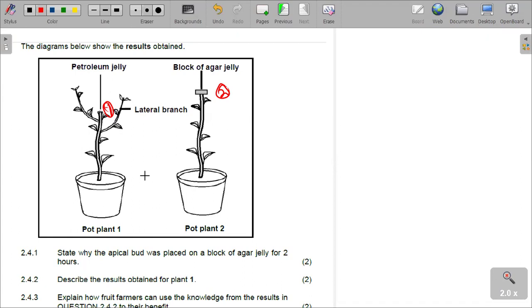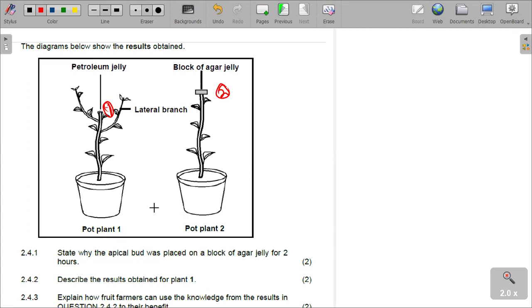The first question, 2.4.1: state why the apical bud was placed on the block of agar jelly for 2 hours. Why was it placed on this for 2 hours? We need to understand that this question is an analysis of the effect of apical buds on plant growth.